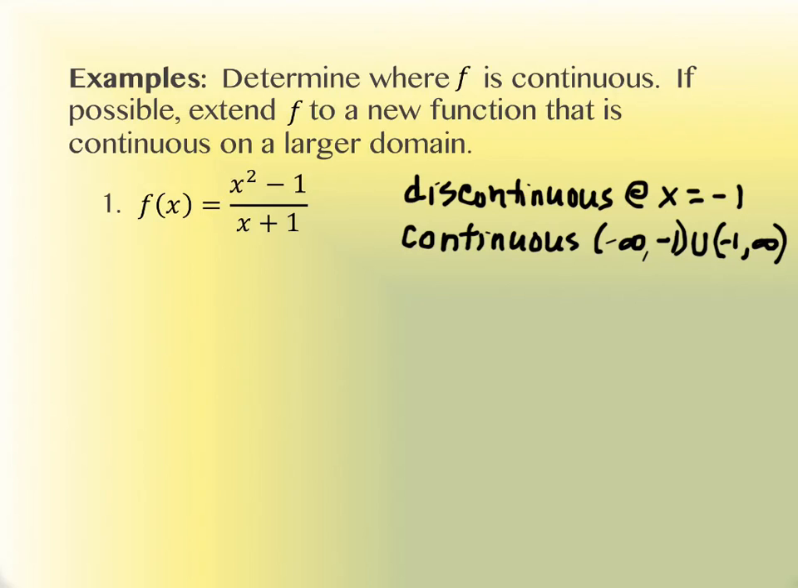Okay, so this is half of what we're supposed to do. We're supposed to determine where the function's continuous, and we did that, right? It's continuous from negative infinity to negative 1, and then negative 1 to infinity. Now it says, if possible, extend to a new function that is continuous in a larger domain. So let's first of all address the if possible.